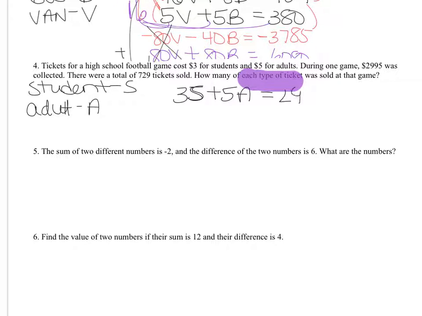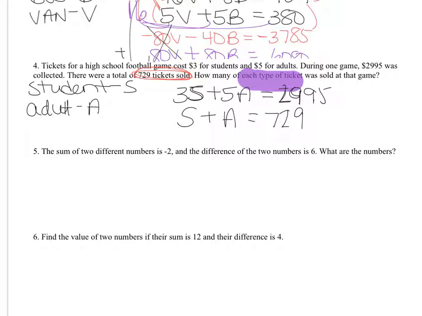equal $2,995. Notice it says there were a total of 729 tickets sold. What type of tickets were sold? Adult tickets and student tickets. So if I take all my adult tickets and I add them to all my student tickets, how many tickets were sold? 729. So I'm going to take my student tickets and I'm going to add them to my adult tickets, and it's going to equal 729.